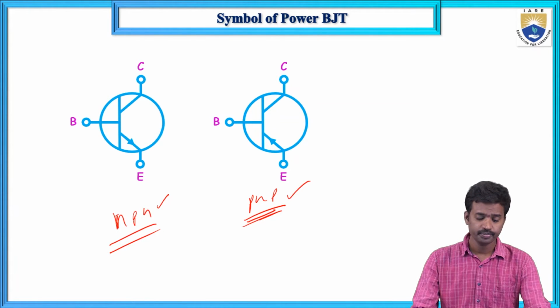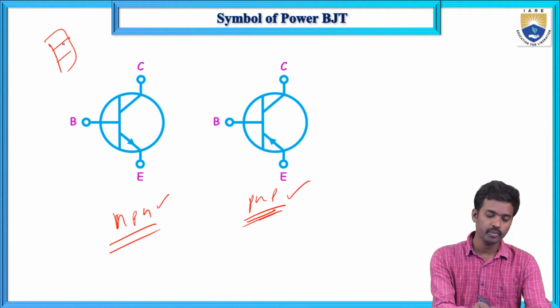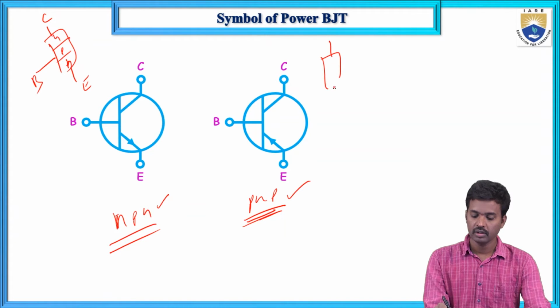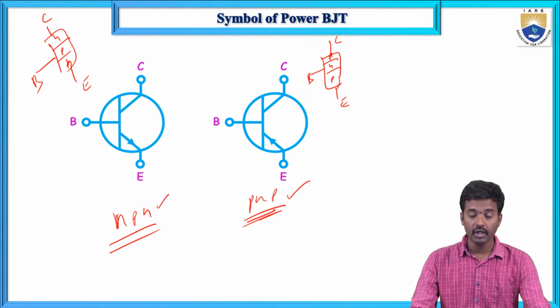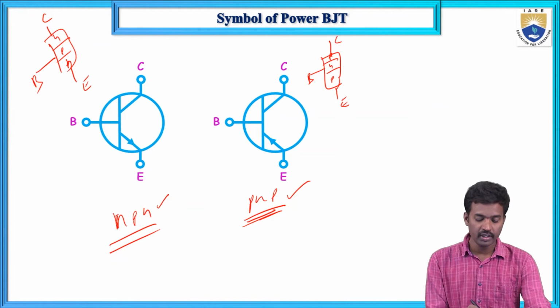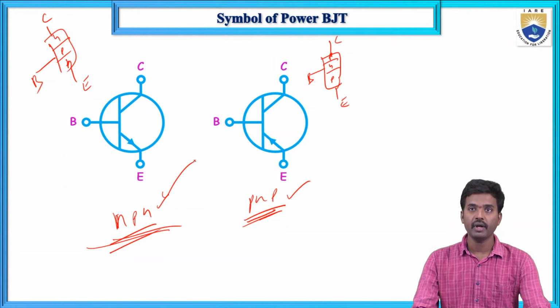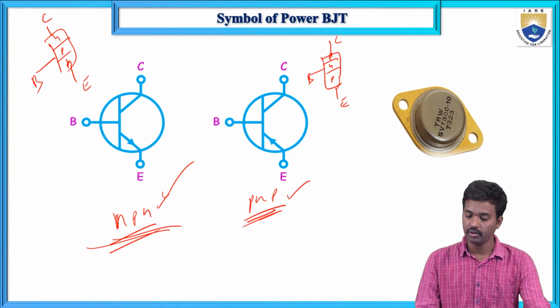So here, this is the NPN: this is collector, this is emitter and this is the base. And next, what about the PNP? Collector, emitter and base. Throughout the analysis we will consider only the NPN transistor. So now the real picture of this power BJT looks like this.